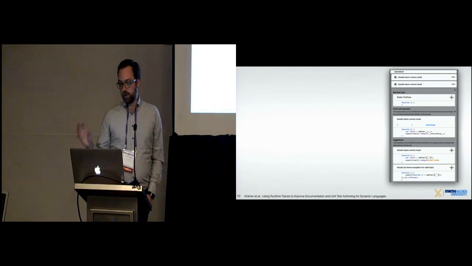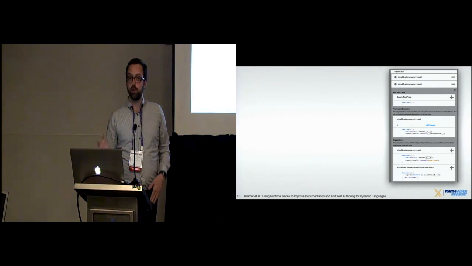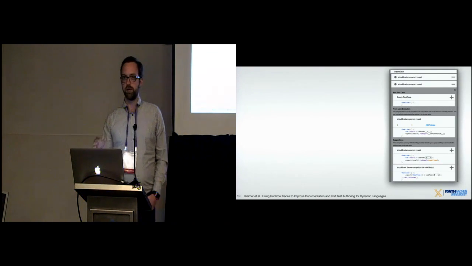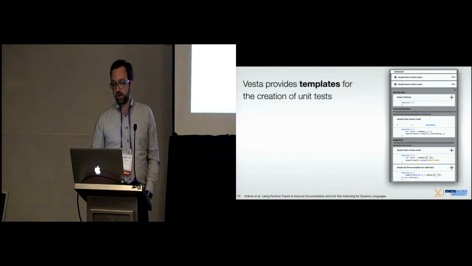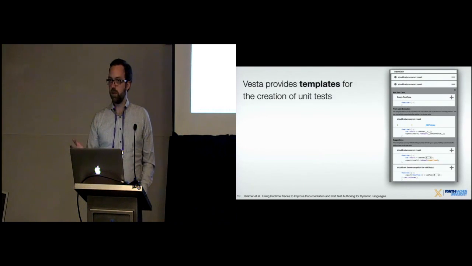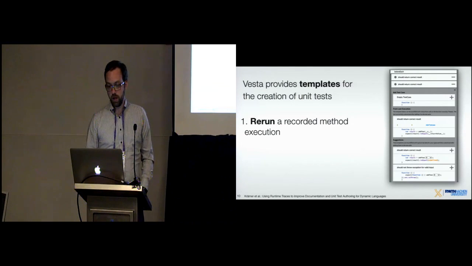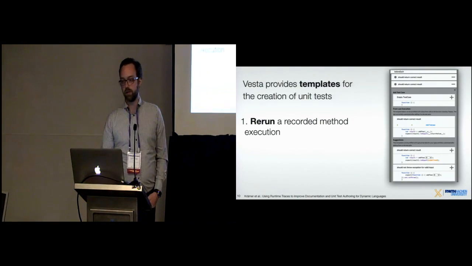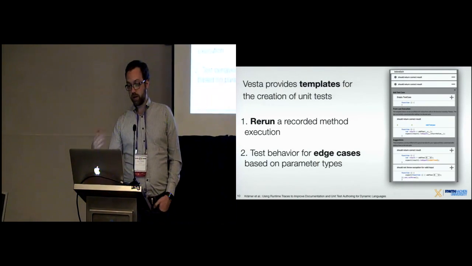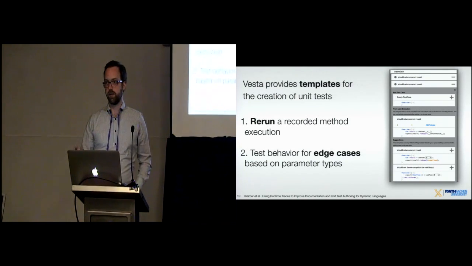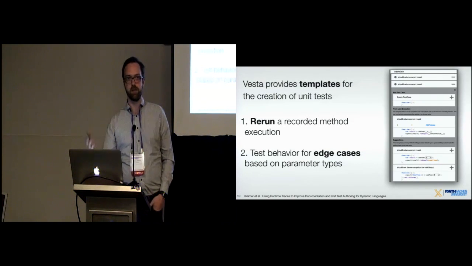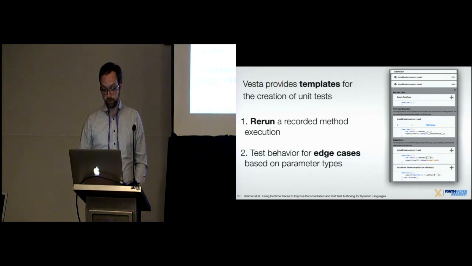So the unit test component is separate. You see it in this screenshot. It works slightly different to the documentation component in that Vesta never automatically inserts a unit test. Instead, we provide templates for the creation of unit tests that use runtime information. So the first option is to actually create a unit test that reruns a recorded method execution and verifies that the result doesn't change. And the second template actually allows you to create unit tests for common edge cases depending on the type of parameters that are specified in the documentation component.